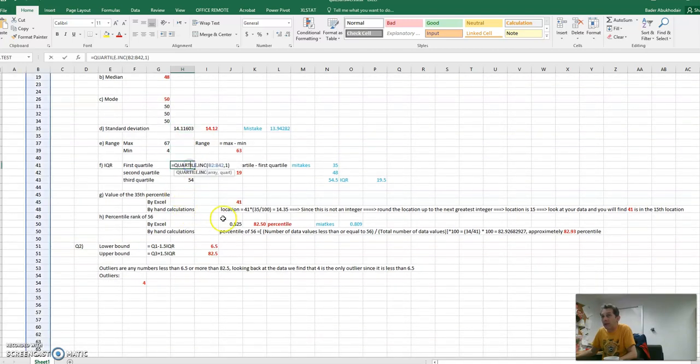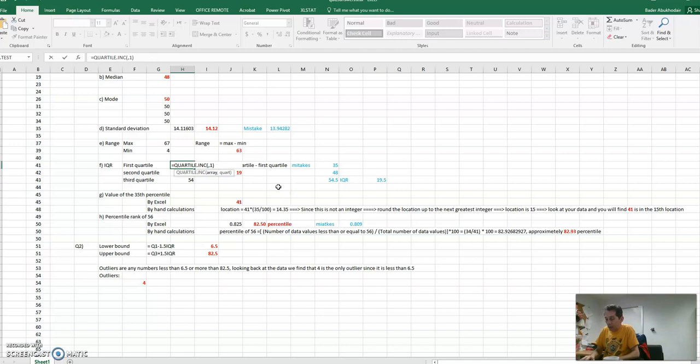For example, I want to find the first quartile. I don't have to go highlight. I will just come here and press Control V to paste, and then I want the first quartile. Notice that there is a 1 next to it, which is for the first quartile.